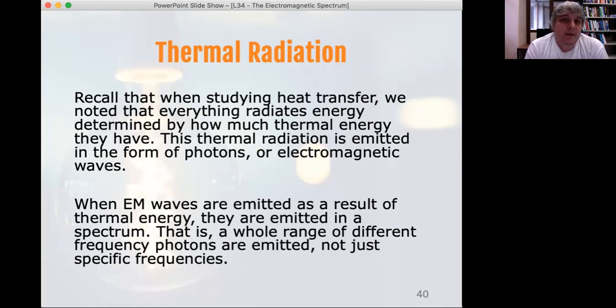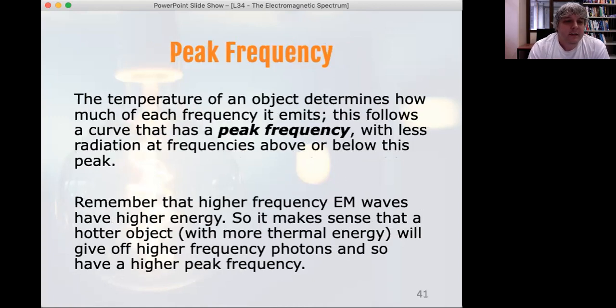When studying heat transfer, we said that everything radiates energy, and how much it radiates is determined by how much thermal energy it has. The hotter it is, the more energy it will give off. If it's trying to give off more energy, it's going to be emitting different frequencies than something that's low and trying to give off less energy. And so the range of frequencies that an object gives off is determined by its temperature. The frequencies that it will give off are going to be higher for a hot thing and lower for a cold thing.